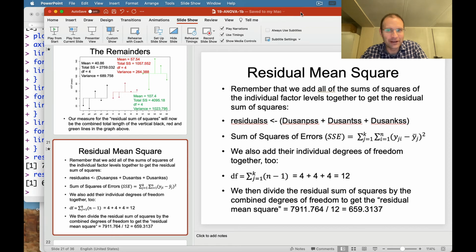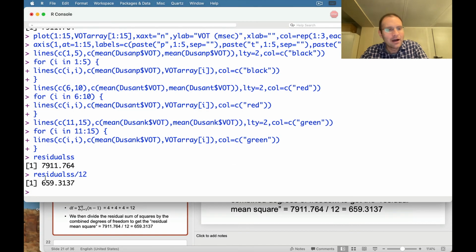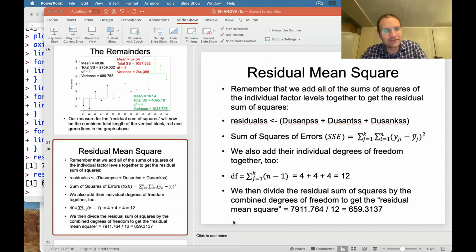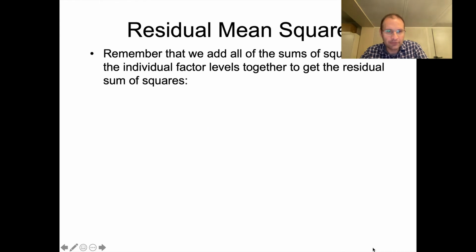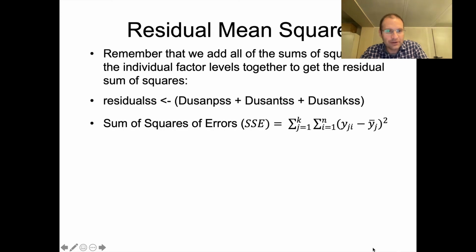I kind of walked through the rest of it a little bit quickly. But we're going to get a value of 659 here. And I want to make sure I walk you through the math before I get too far ahead of myself. So we know what we got here. These are the overall sum of the lengths of our black, red, and green lines. And the way we tally that up is with this equation, right?